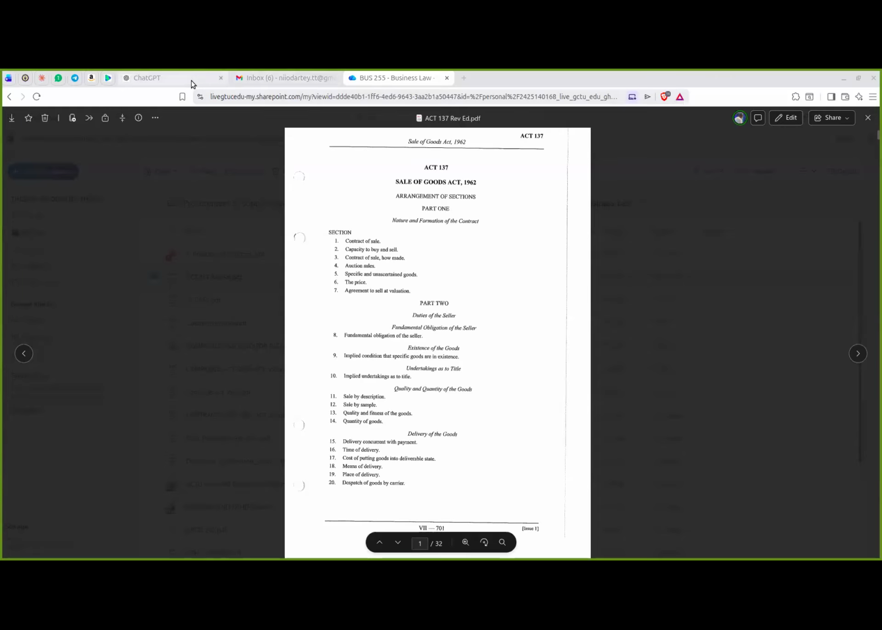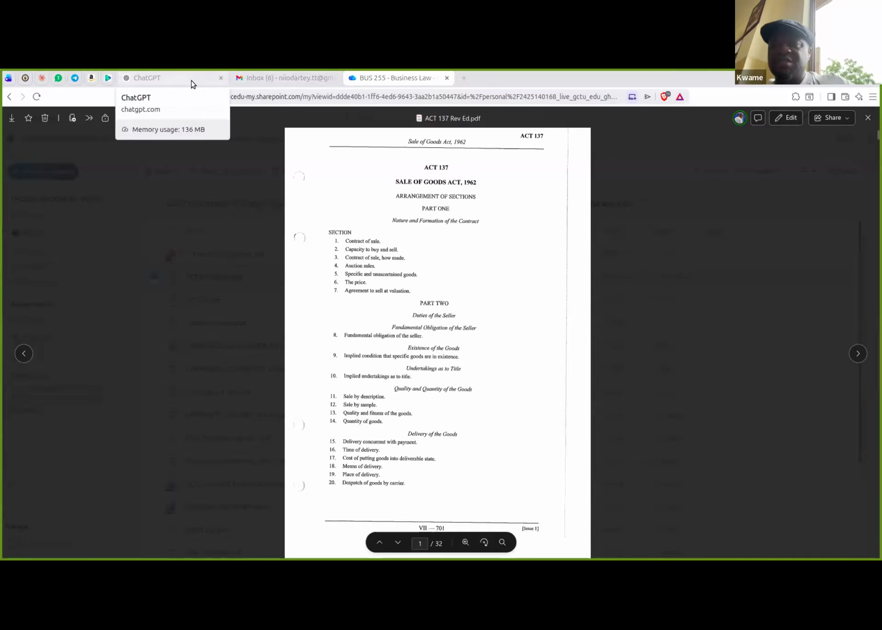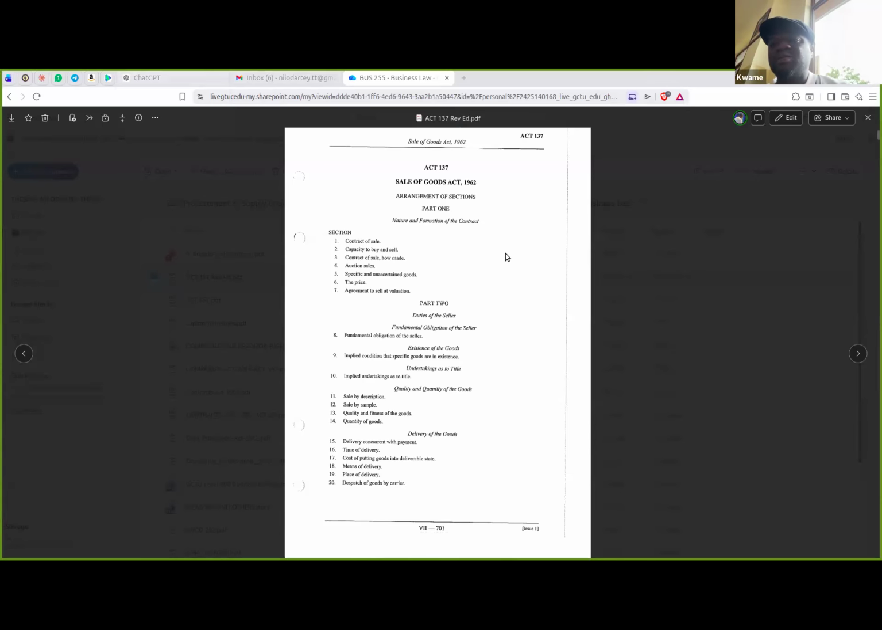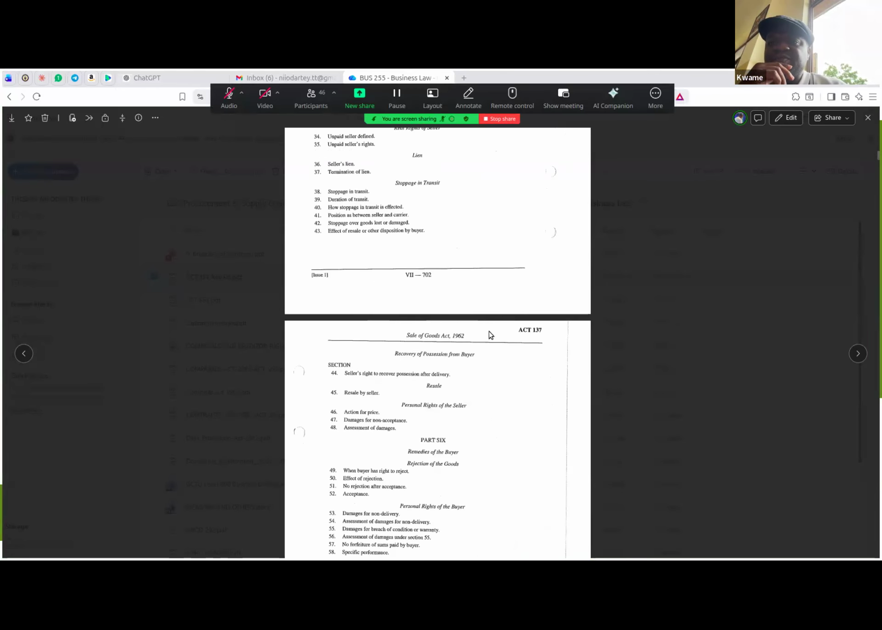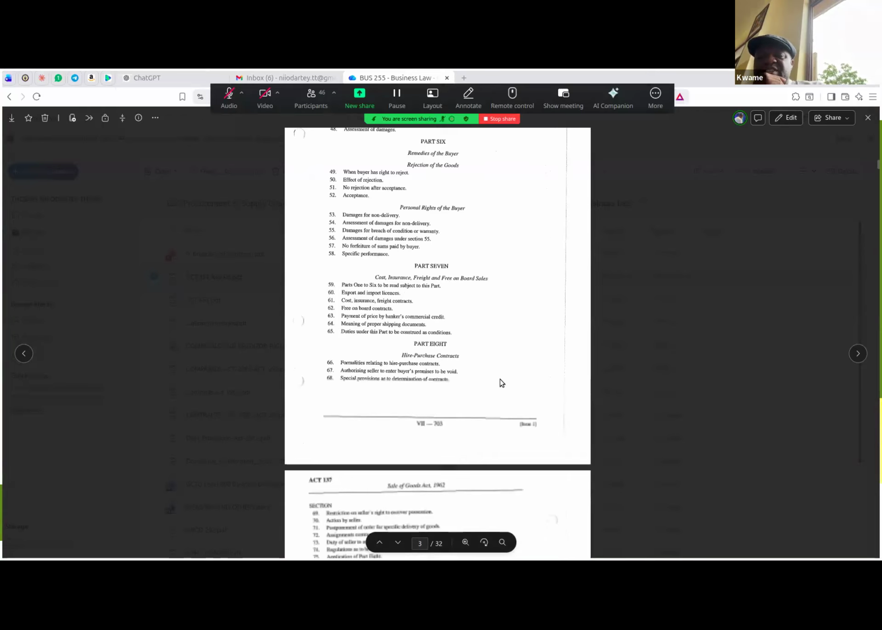And this one, like I said, please, if you don't have the act, class rep, can you quickly reshare the act with the whole class? The Sale of Goods Act 137. Yes, I think it's been shared to the group, so the class. Thank you. So this is it. So let's go to section 1.